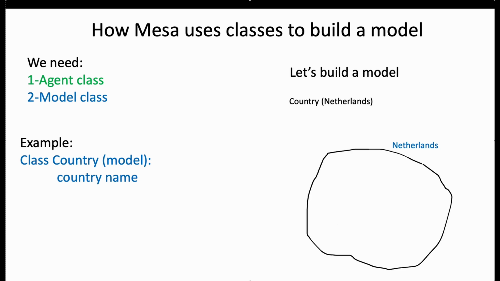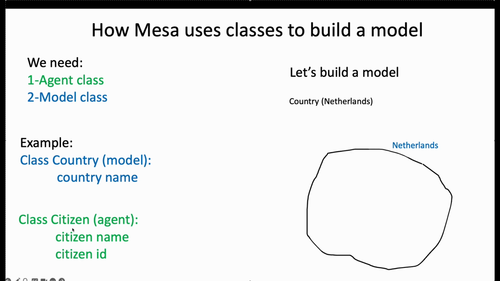Now we want to have agents inside. To have agents inside, the first thing that we have to do is to define an agent class. This is an agent class, and we call it citizen. We want to have citizens in a country. And inside the brackets, we write agent, which means this class that we're defining right now is an agent class. And it's not a model class, but an agent class.